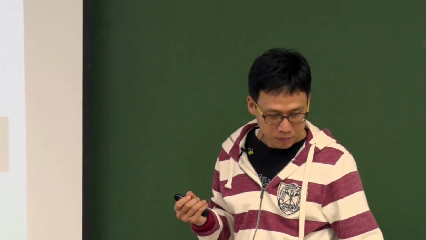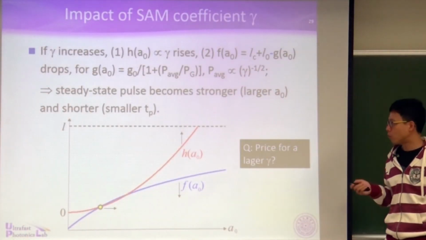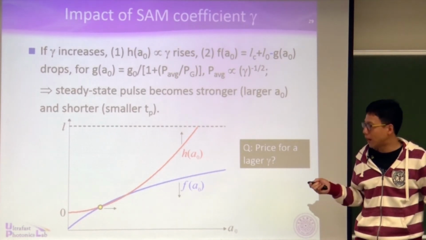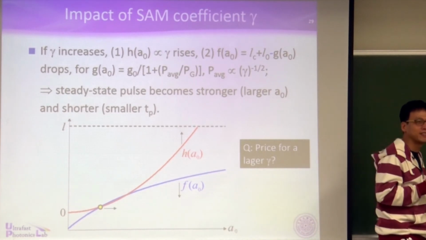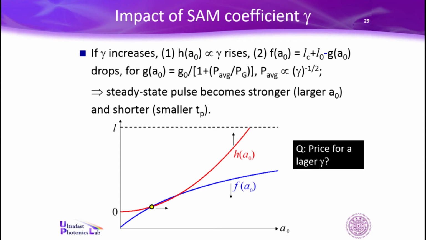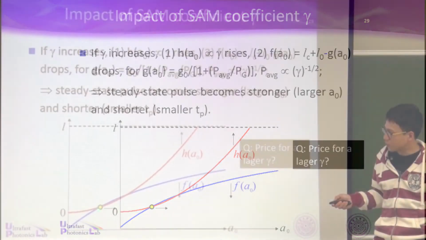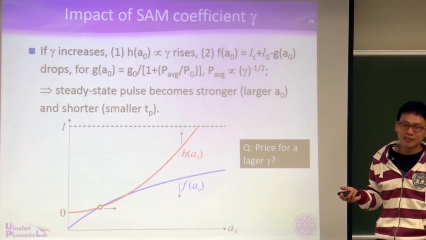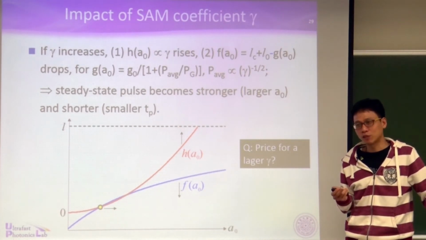But what is the price for a larger SAM coefficient? Could you predict by observing this graphical solution? There are benefits, you get a stronger and narrower pulse. Are there any drawbacks? More likely to have multiple pulses. Why? Because the two curves might go off and have multiple. Oh, you mean if it keeps on going, eventually these two curves might no longer cross with each other? Yes, it's right. Multiple pulsing could be more possible.